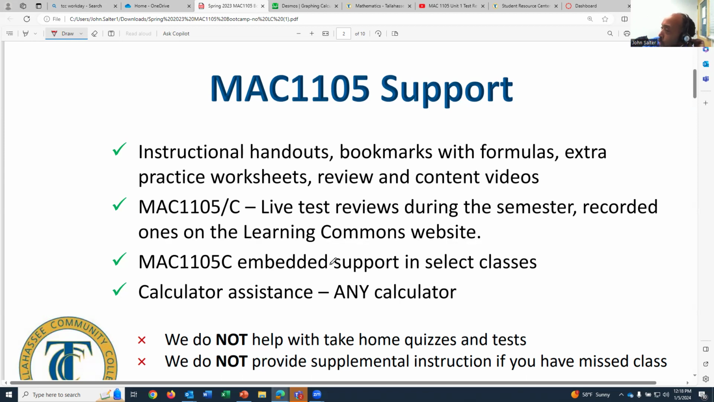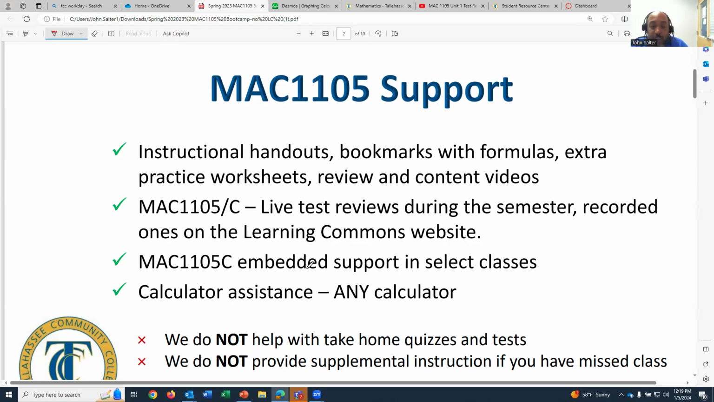Embedded support is where one of us will come and see you in your class. Not you in specific, but you in general. So last semester, I was embedded in a course. There was another teacher who taught, but I will come in once or twice a week just to kind of help the students while still in class. Because let's be honest, sometimes you don't have time after class. Sometimes as soon as class is over, you got to go. Let's make sure you have the support you need while you're still on campus.